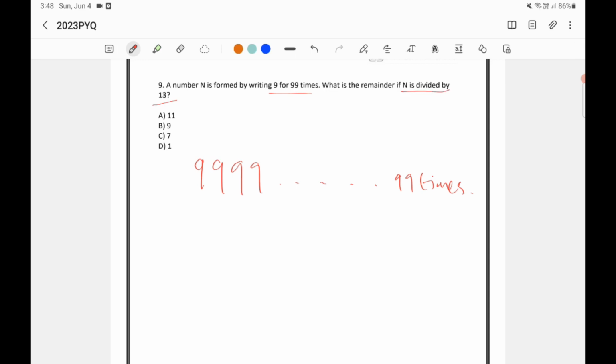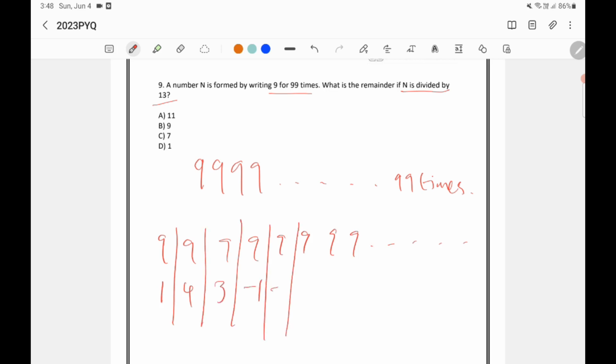Here you need to know the divisibility rule for 13. I have already done a video on the rule of 7 and 13. So the rule of 13 is 1, 4, 3, minus 1, minus 4, minus 3. We are going to apply that here. There are many 9s, 99 times. So I am applying the rule for 13 here: 1, 4, 3, minus 1, minus 4, minus 3, then again it's going to repeat 1, 4, 3, etc. It's going like this.